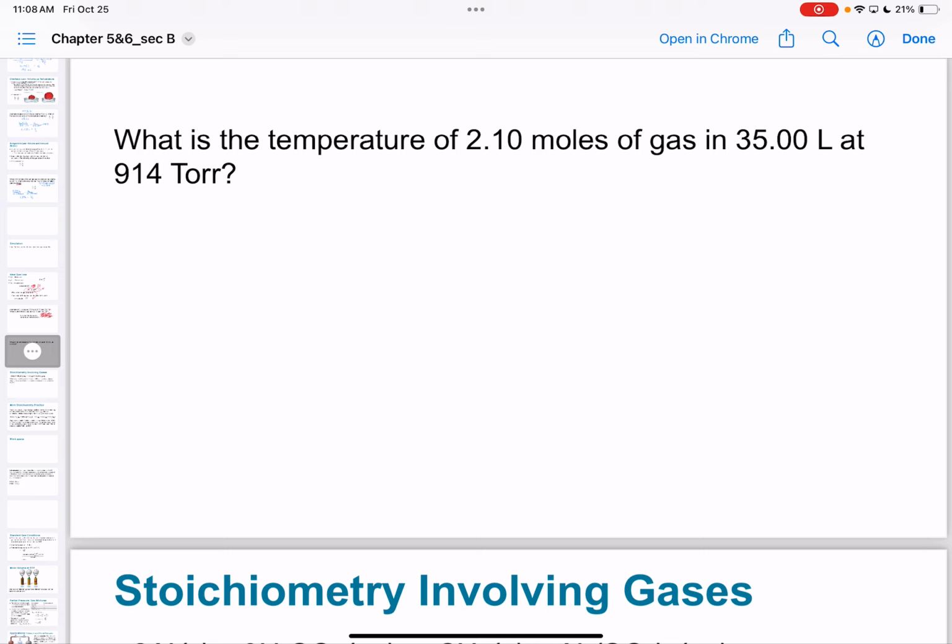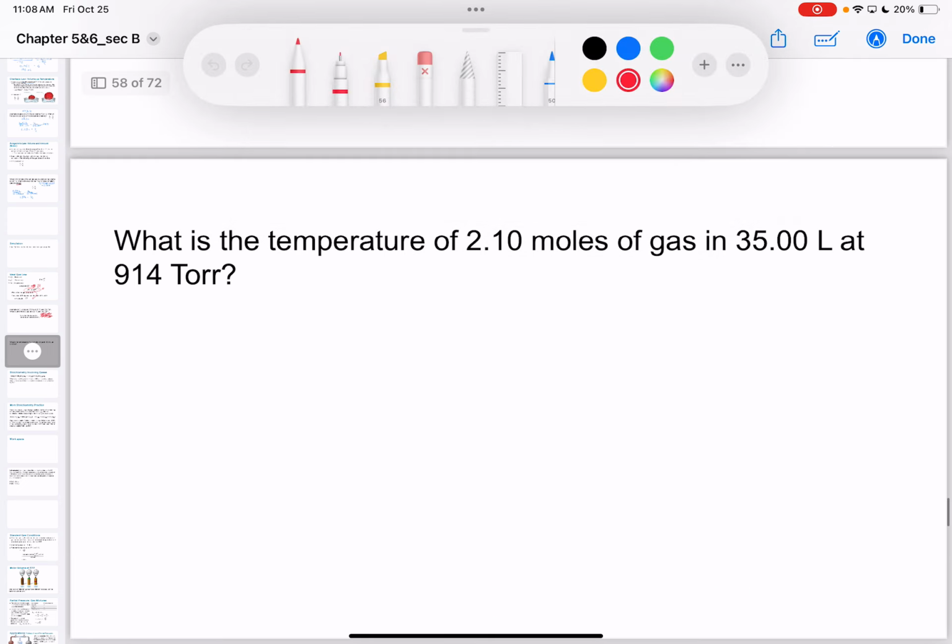So it says, what is the temperature of 2.1 moles of gas in 35 liters at 914 torr? Okay, so we're going to be able to use the ideal gas law here. We're using PV equals nRT. T is what we're solving for. And the only thing you need to be careful here is about units.